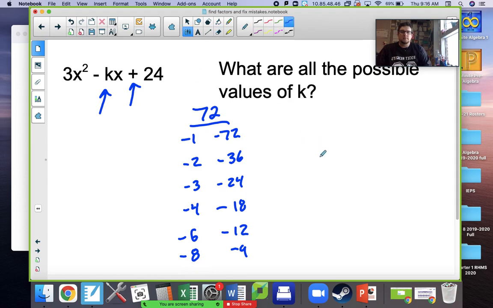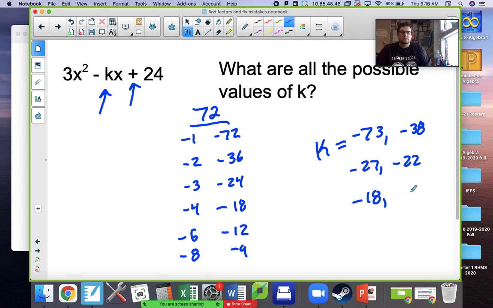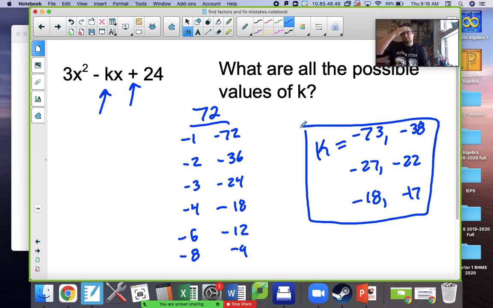So k is going to be negative 73, negative 38, negative 27, negative 22, negative 18, and negative 17. So these are all the values that k can be where they multiply but combine to give us a negative middle value.